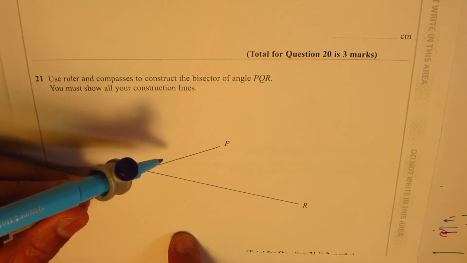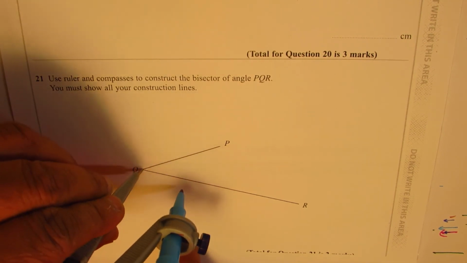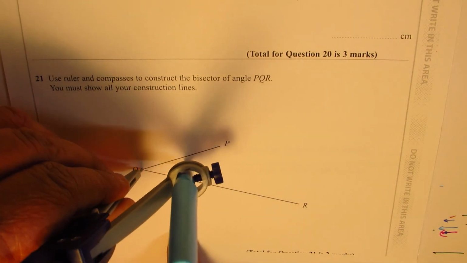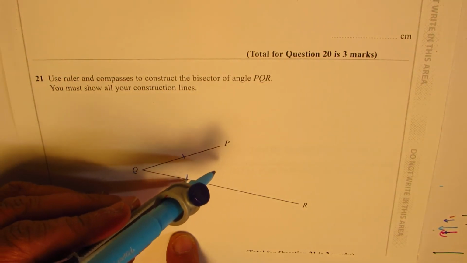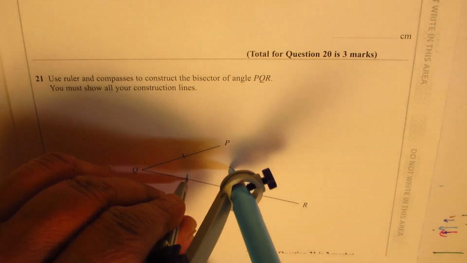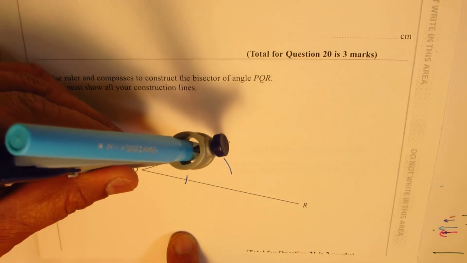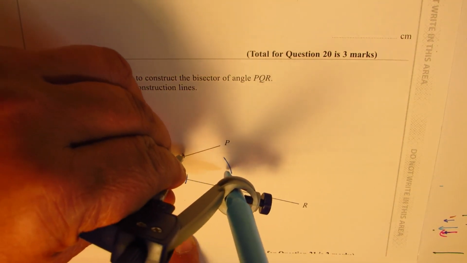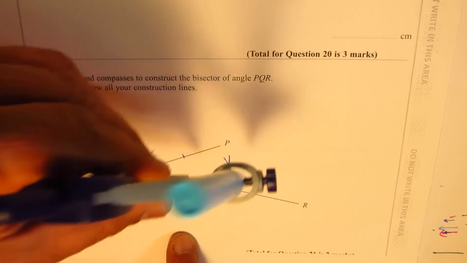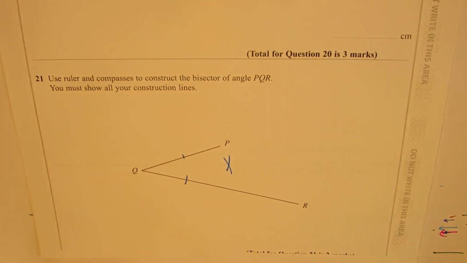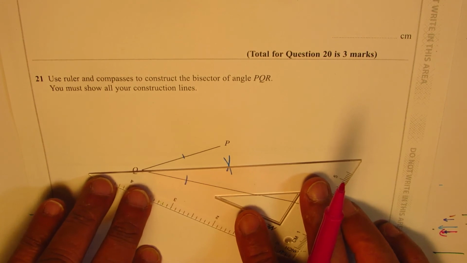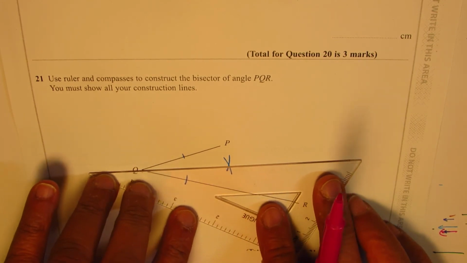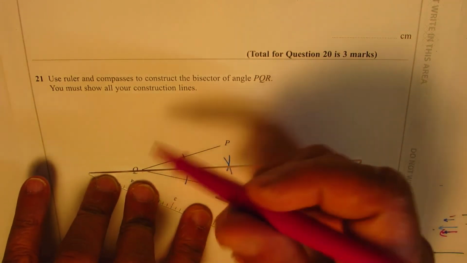We need to keep it at Q and make an arc to cut the 2 rays, right? So at those points, we can again keep the compass with the same arc. We have to cut the arc right in the center. Once you do that, we get a point which can be joined with the vertex Q. And once you join that, that becomes the bisector of the angle, correct? So that is how we do it.